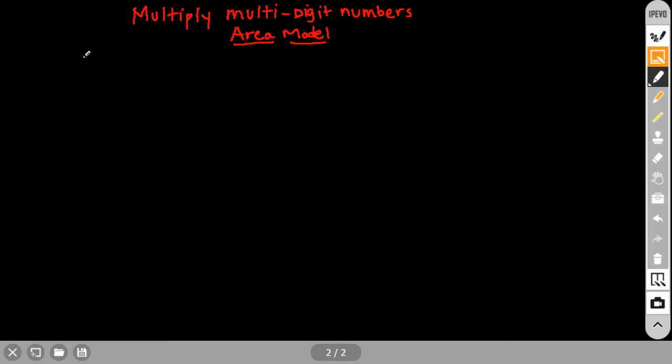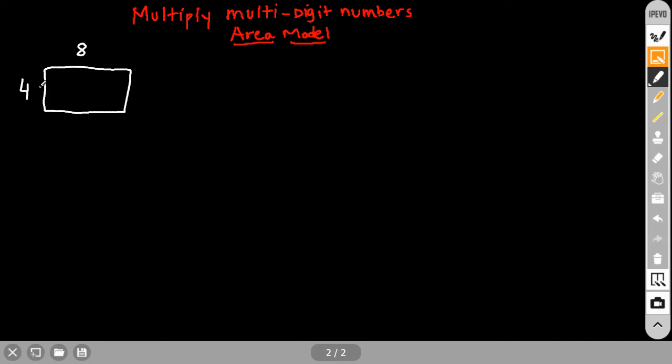Okay, so the first thing I want to show you is that there will be other strategies to learn to multiply multi-digit numbers, but I'm going to be working today with the area model. Area model, as you know, when we figure out area, we multiply length times width. So if I have a rectangle, and let's say one side is 4, the other side is 8.